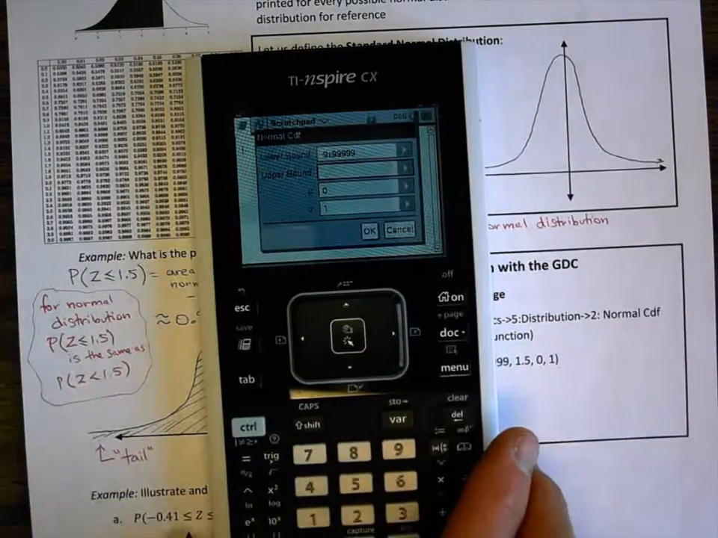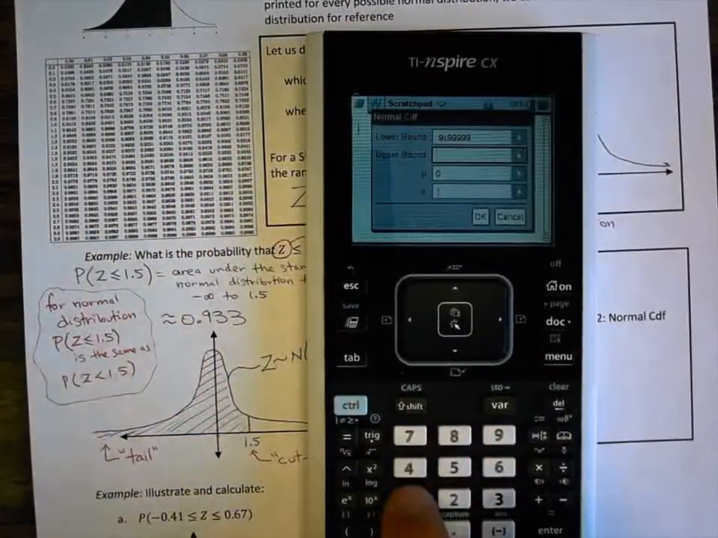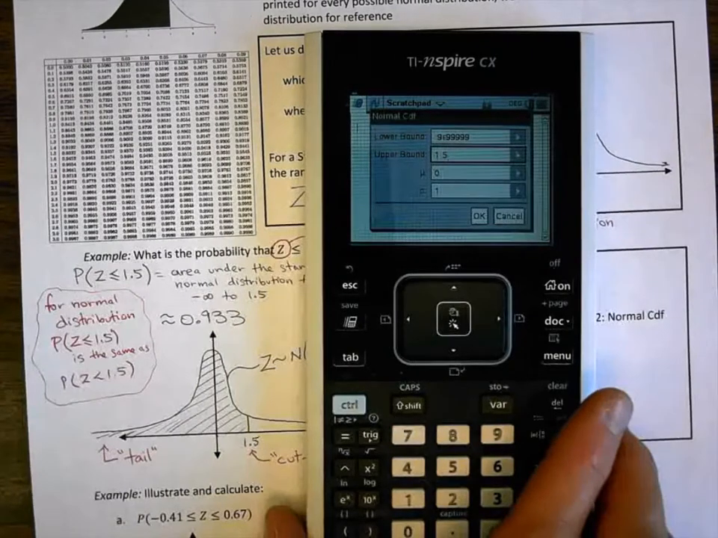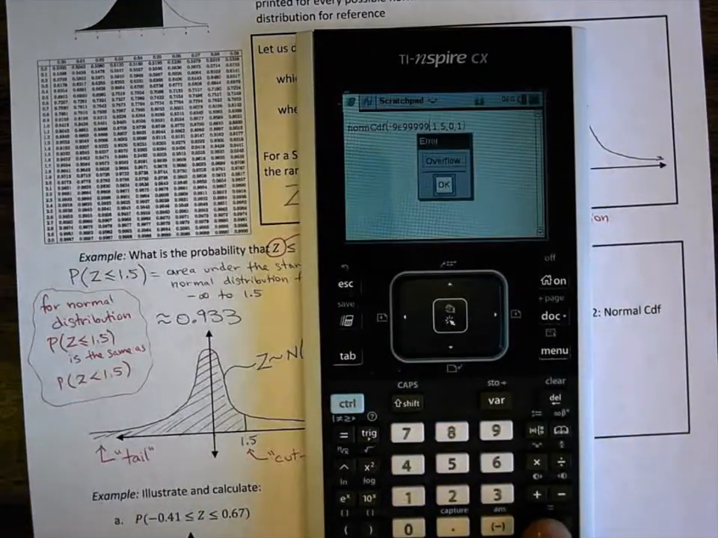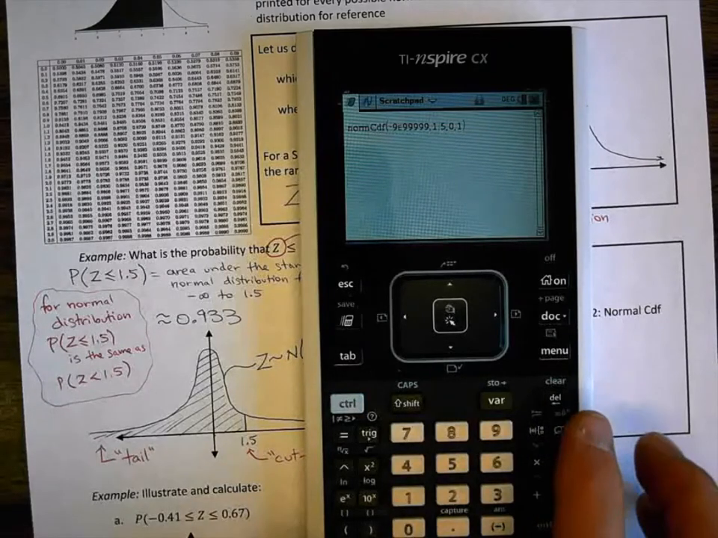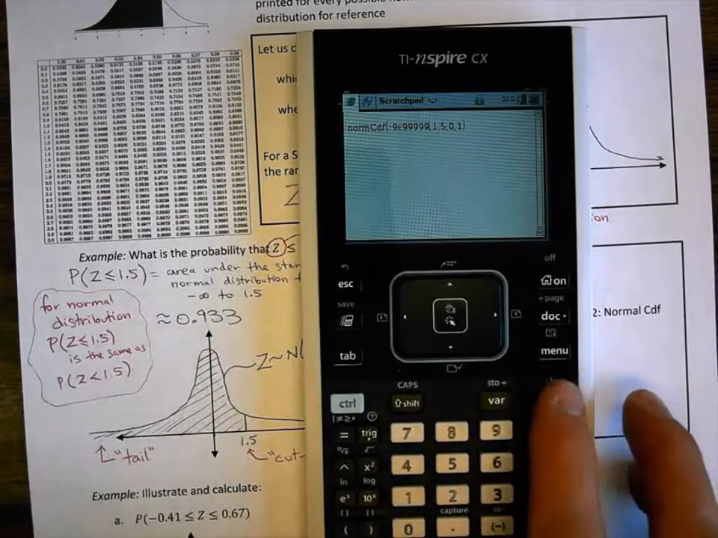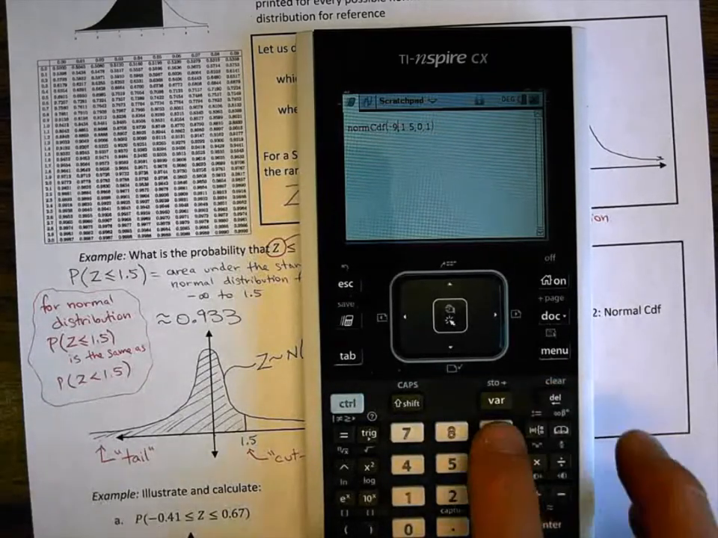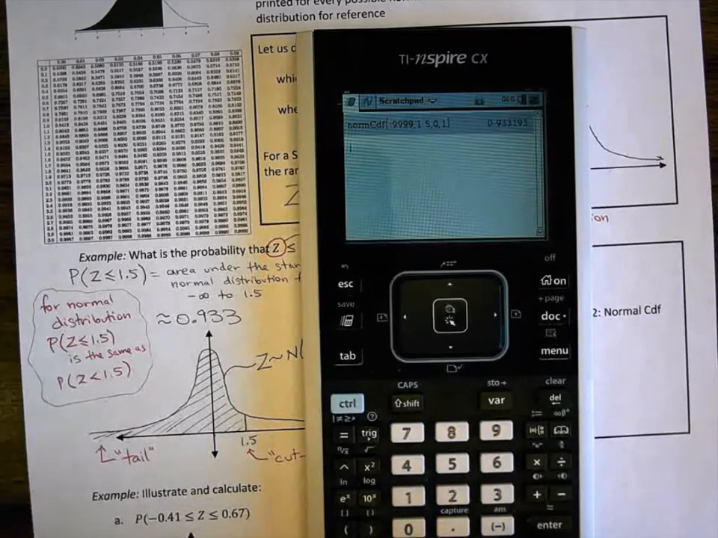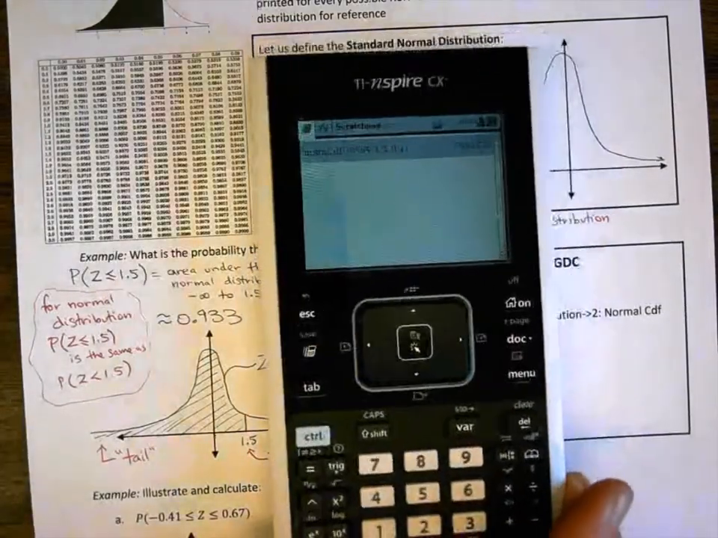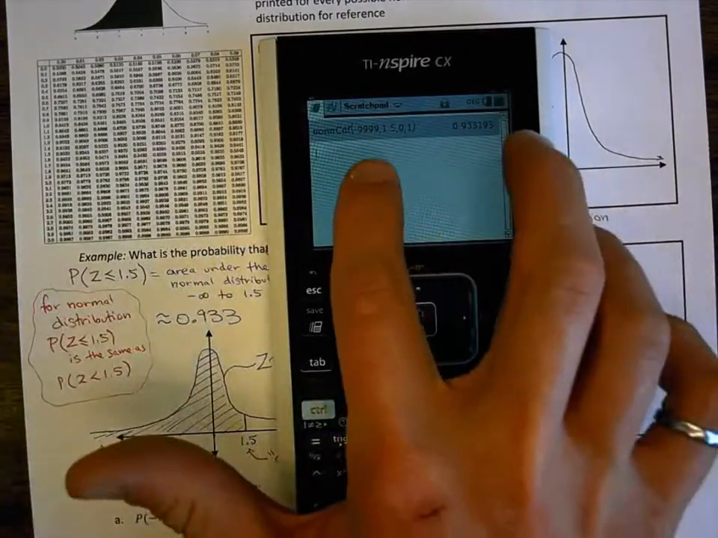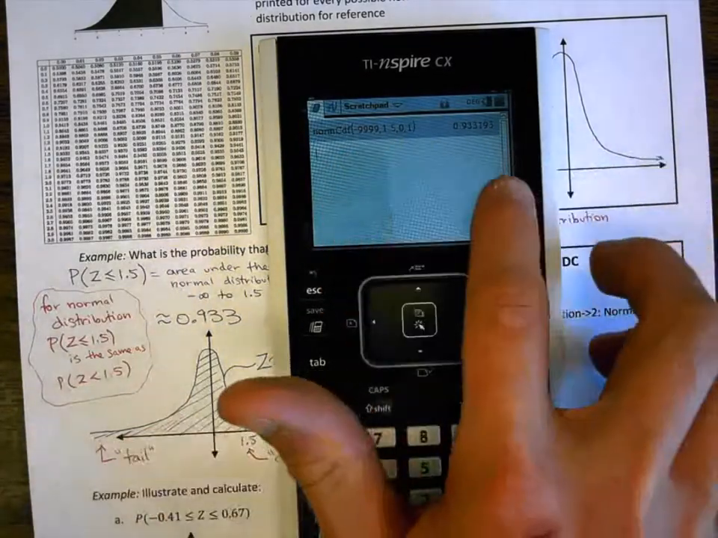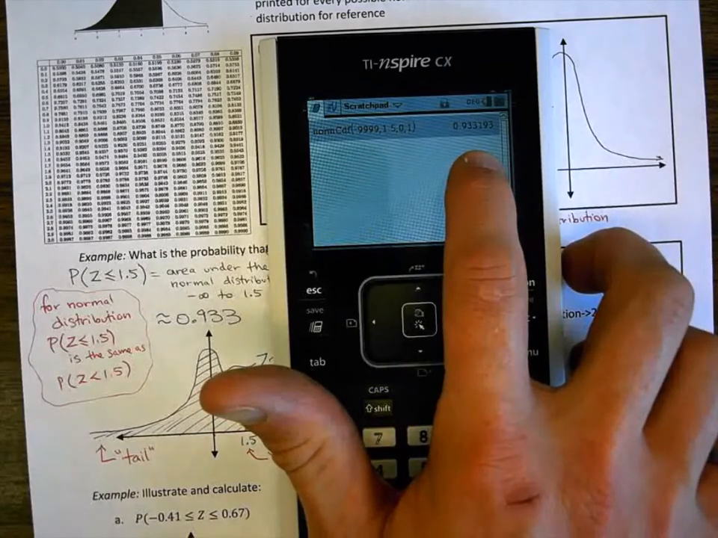The upper bound is, in this case, that cutoff of 1.5. And look, it's already put in the parameters 0 and 1 for me. So I just press enter. Oh, that's too much for my calculator. Okay, I'm going to change that number to negative 999. There we go. And sorry, I shouldn't have put negative 9E999. It was too much for the memory of my calculator. I just put negative 9999, and there's my answer, 0.933.